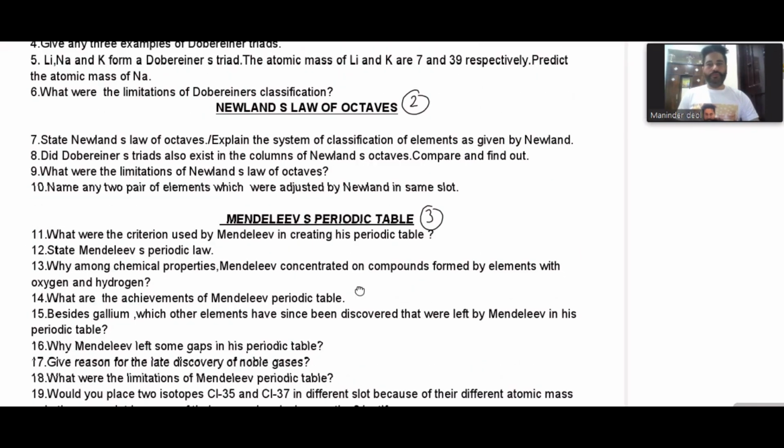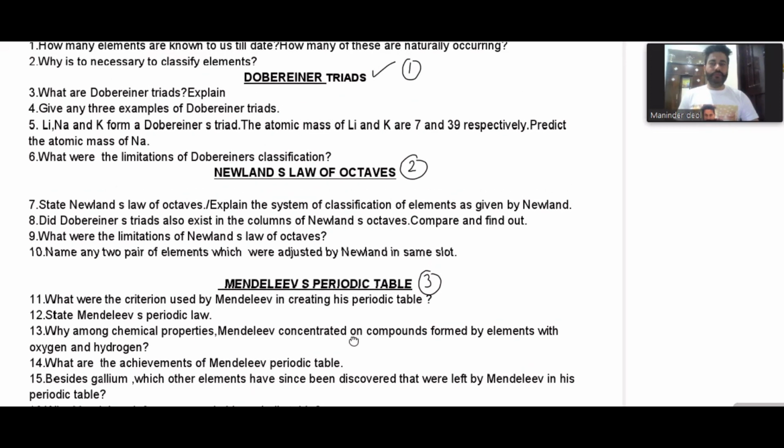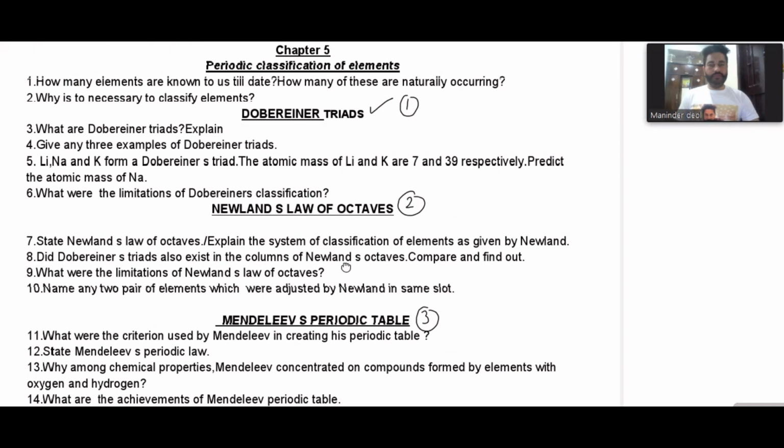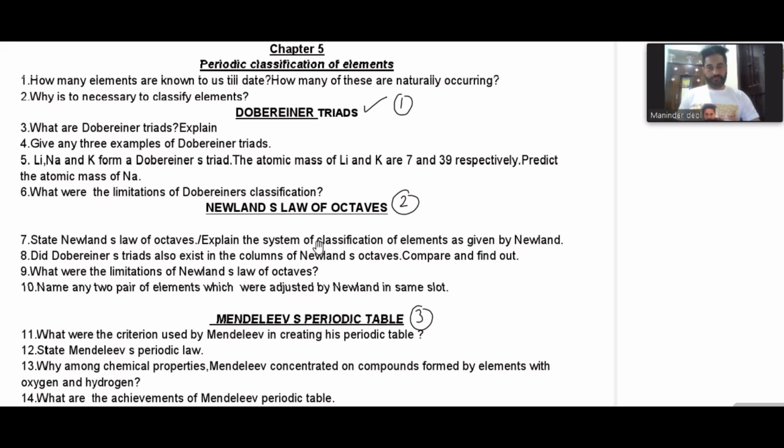For every scientist, you have to study the theory he has given, then his achievements, and third, his limitations. These things we will do. Before starting with the first scientist, a few things are very important for this chapter. The first question is why there is a need for arrangement of the elements. Can anyone tell why there is a need for arrangement of the elements?